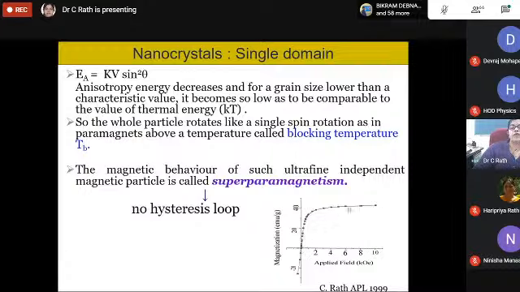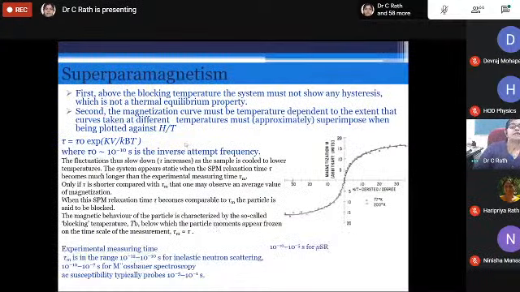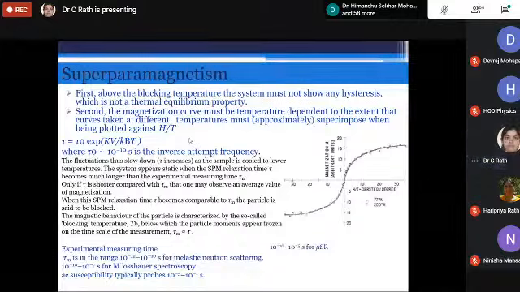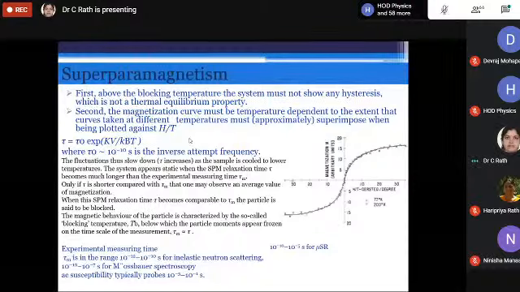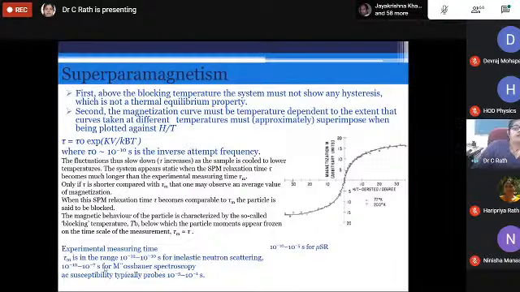It is saturated at a very low field. It has a very high magnetic moment, but it doesn't show any hysteresis. So the whole particle rotates like a single spin, as in paramagnets, above a temperature called the blocking temperature. That blocking temperature depends upon the measuring time. The relaxation time of a superparamagnetic particle depends on the measurement time period. If the measurement time is very small, that decides whether the particles are relaxed or blocked. So it is different for different experimental measuring times.